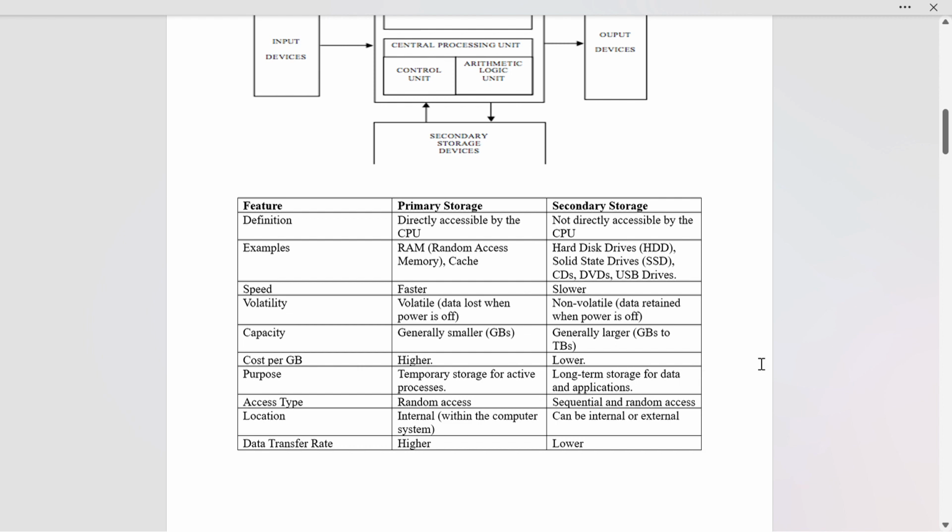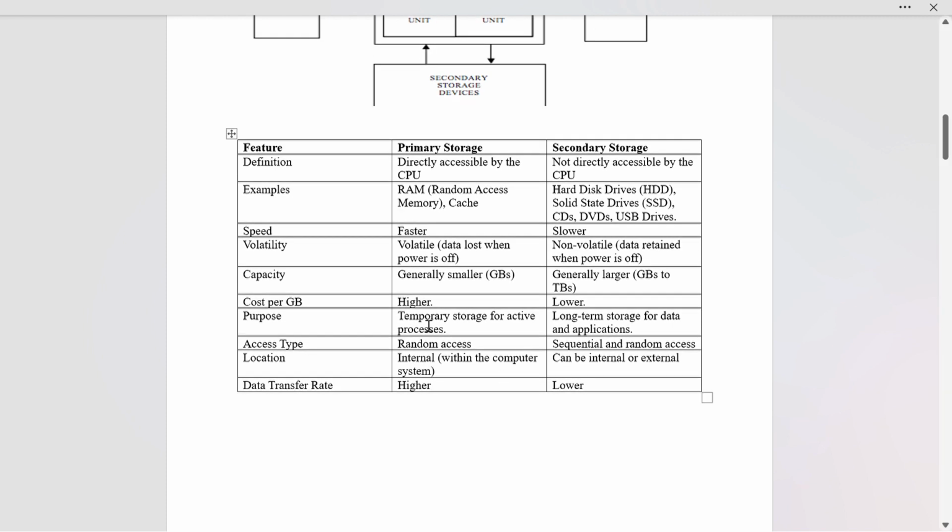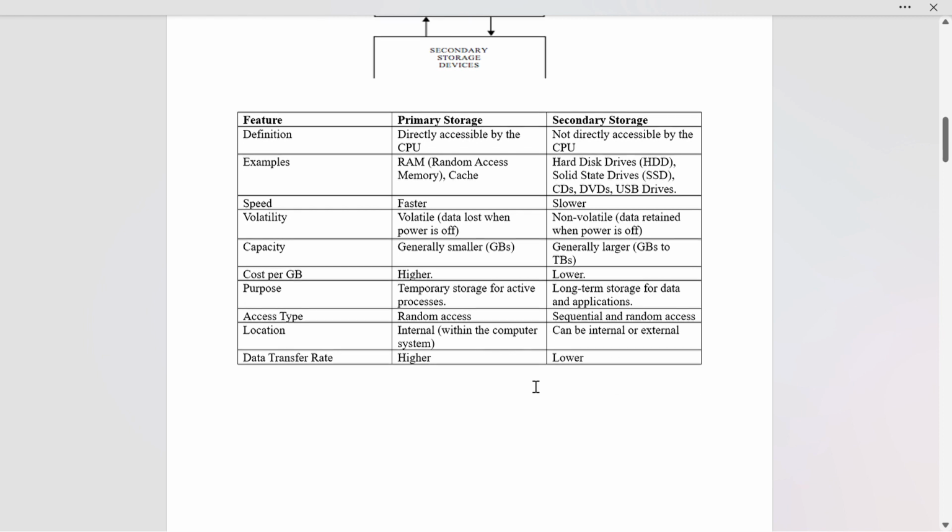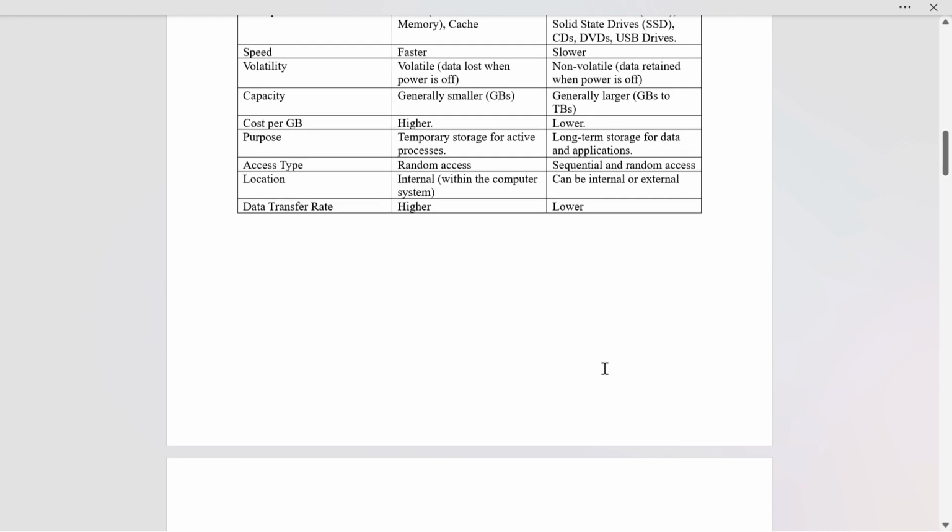Examples: RAM and hard disk. Speed: the primary is faster and the secondary is slower. Volatility: data is lost when power is off for primary; for secondary, the data is not lost. Cost per GB is higher for primary, and the cost per GB is lower for the secondary storage. Access type: random access. For the secondary storage, it is called sequential and random access. Data transfer rate is higher for primary, and the data transfer rate for the secondary storage is lower.